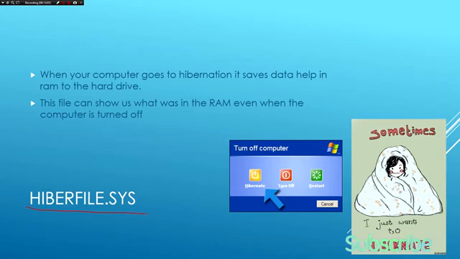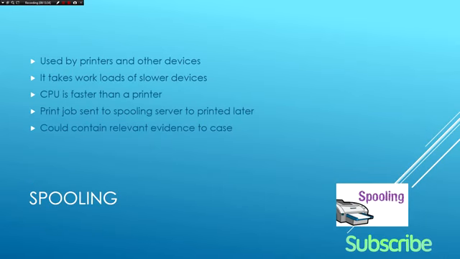So then the computer's using less power because the RAM is turned off, which is more efficient in the power sense. But what we can do is look at this hiberfile.sys and see what was previously in the RAM. So we can see any previous Word documents they were editing, any programs they were running, that sort of stuff. And that can contain artifacts, which are very important.